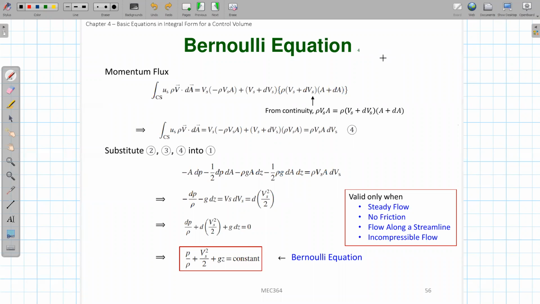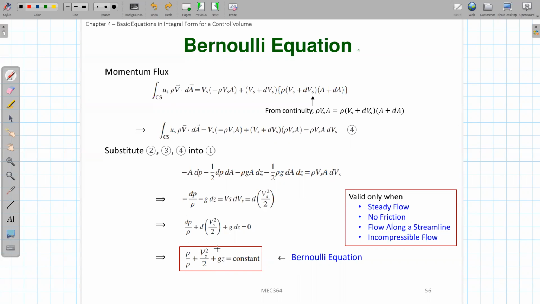Okay, so let's go back to our lecture. Last Monday we talked about how, if we derive a special form of the momentum equation on the control volume, and the flow satisfies all these four assumptions, that the flow is steady, there is no viscous force, the flow is moving along the streamline, and the density is constant, then we develop this special form of the momentum equation for the control volume, which is called the Bernoulli equation.